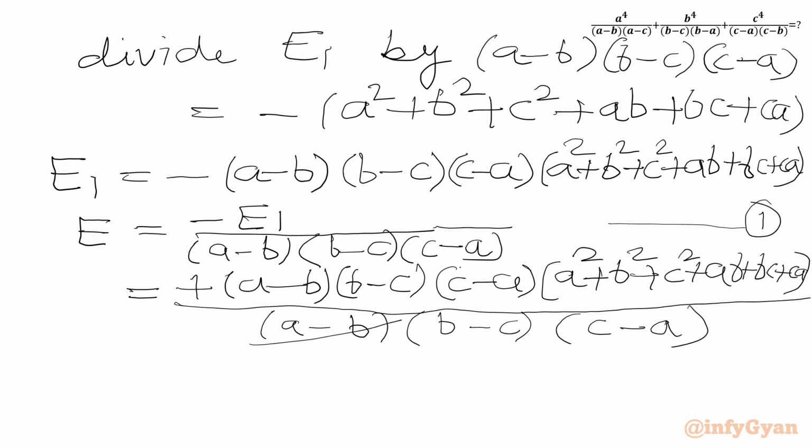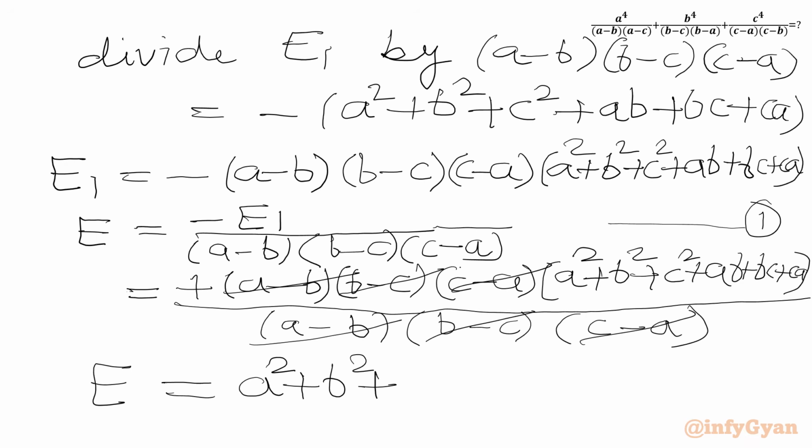Now we can cancel A minus B, B minus C, C minus A from numerator and denominator. So our required expression E will be equal to A square plus B square plus C square plus AB plus BC plus CA.